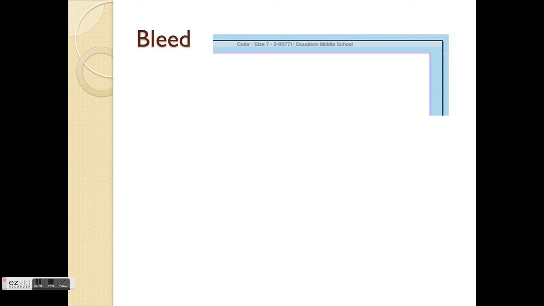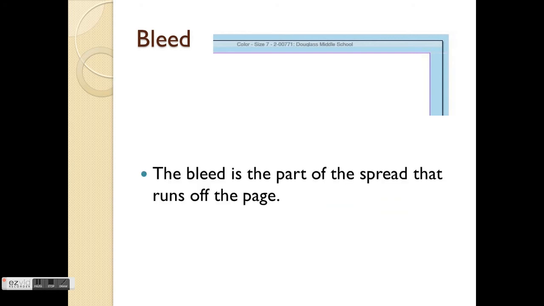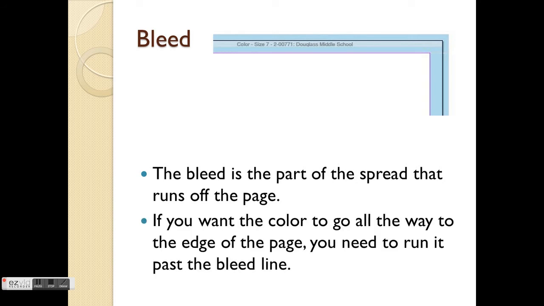The bleed line is the border around the page itself, or around the spread, and that's the part that runs off the page. If you want your color to bleed to the end of the page and go all the way to the edges, you have to actually go past the bleed line.